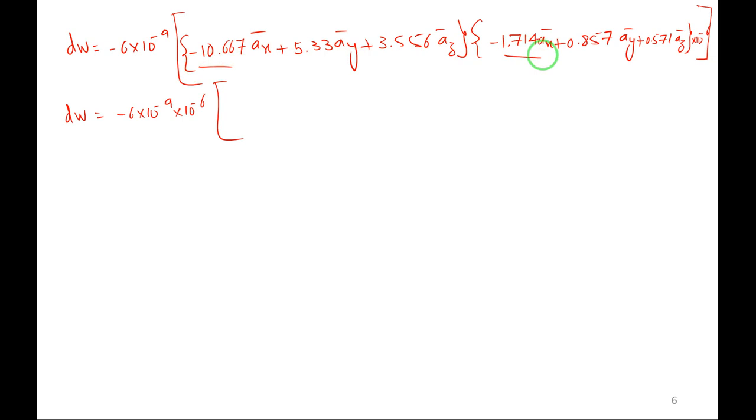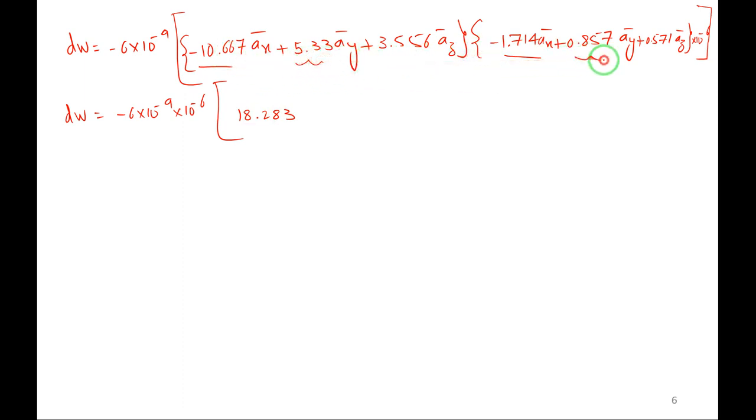So in the bracket, just multiply the components first, aX dot aX, these two. So minus 10.667 into minus 1.714. I am getting 18.283. So this is one vector, this is one vector. Just take the dot product of two vectors, so just multiply the components.